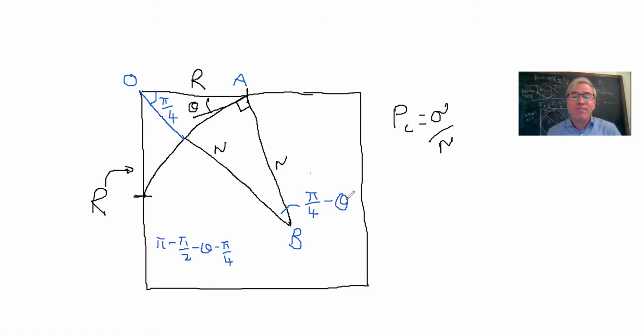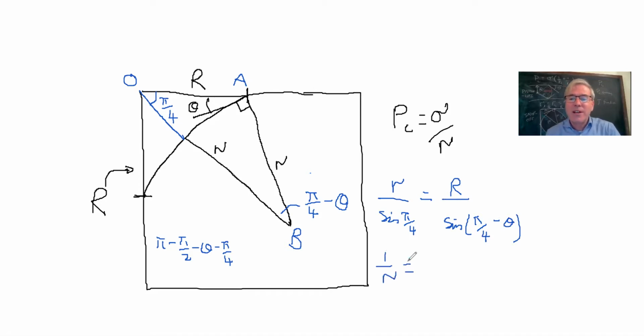There's the sine rule, which says this length divided by the sine of this angle is this length divided by the sine of that angle. So little r, which is what we want, divided by sine pi over 4 is equal to big R over sine of (pi over 4 minus theta). We want 1 over little r, because it goes in that equation. Let's have a look where we are. So that's 1 over big R sine pi over 4, and then just multiply that out.